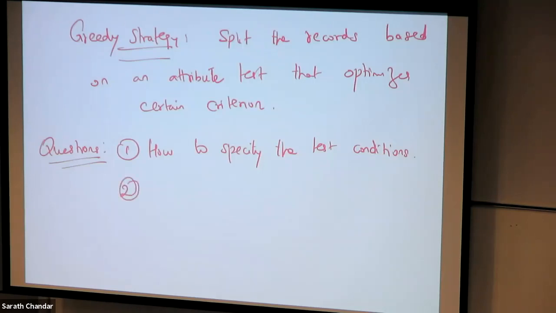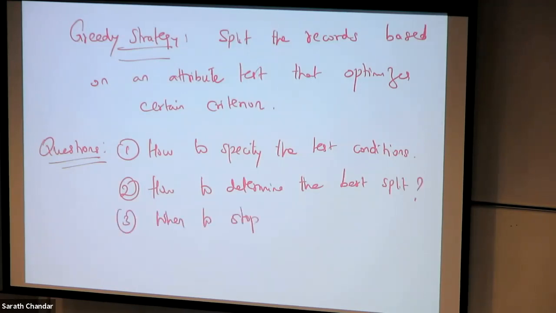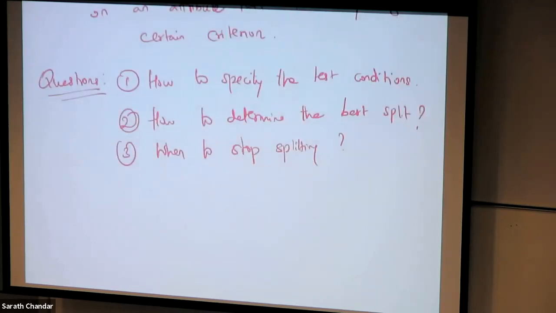The second question is how to determine the best split. And the last question is when to stop splitting. Once we have answers for all these 3 questions, then we have a complete algorithm. I can implement this algorithm, give it the data set, and it is going to give me a tree. Now let's answer them one by one.